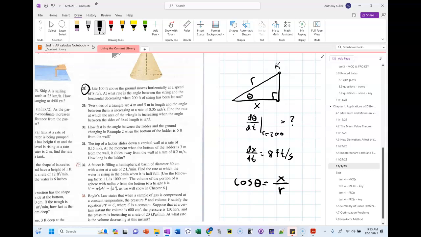Oh, and we're told the kite is 100 feet above the ground, right? Sorry about that. Forgot the 100 feet. Okay. Now, if we do this, if we differentiate here, we're going to be in a little bit of trouble, right? Because we're going to get a dx dt and a dr dt. And we don't know anything about dr dt.